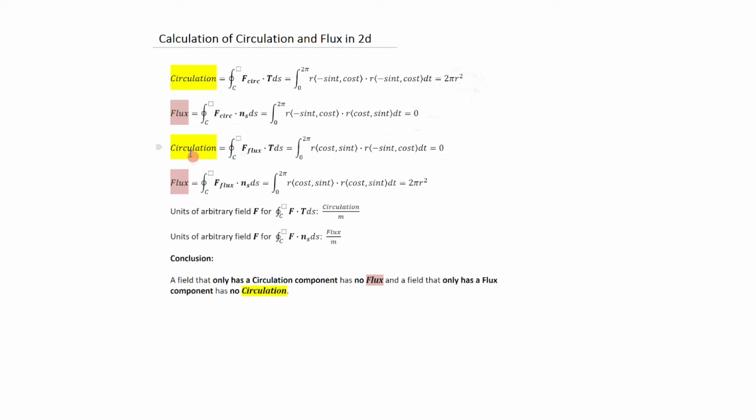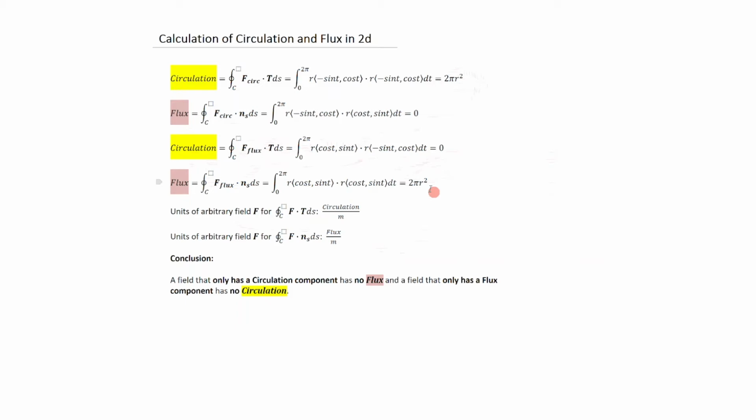All right, let's turn it the other way around. Let's take the circulation again, but this time let the field be the flux field, and we integrate around the closed contour. In this case, of course, the T ds field hasn't changed, but now this is the flux field. If you do this integration, you'll end up with 0. Alternatively, if you now take the flux calculation, but the field is the F flux, then this gives you 2 pi r squared. And again, mysteriously, this pi r squared factors in here, which represents the area bounded by the contour.